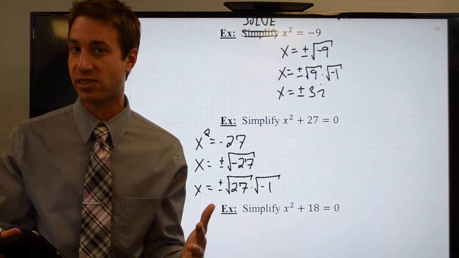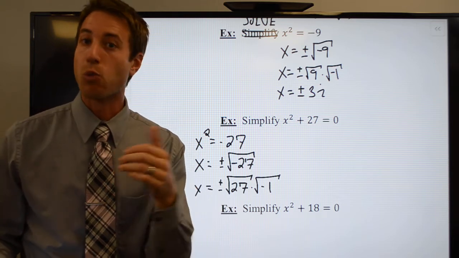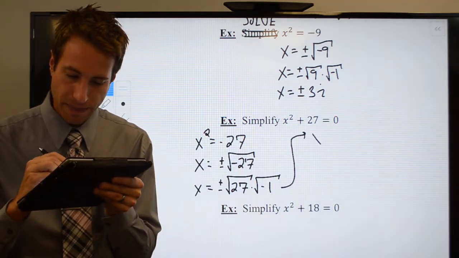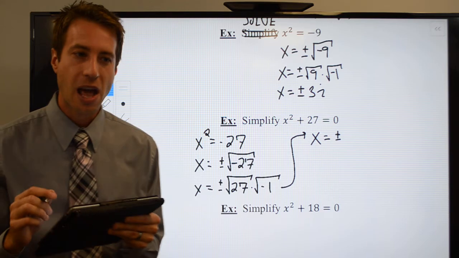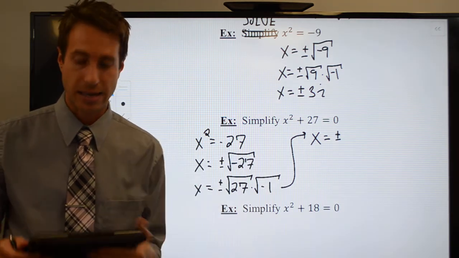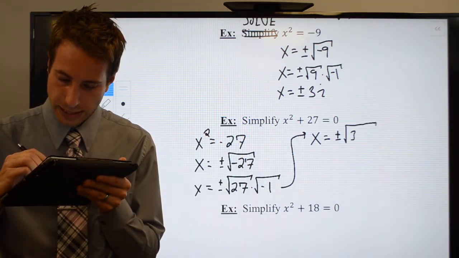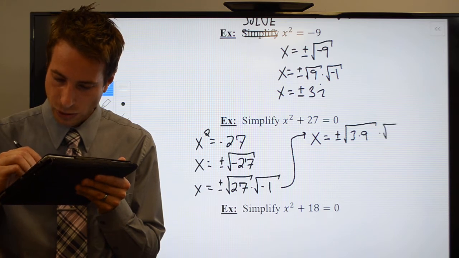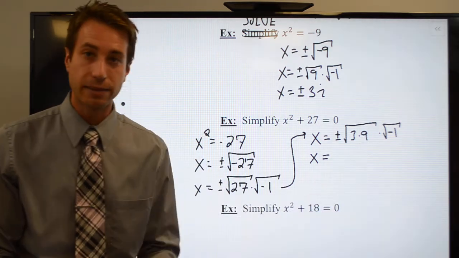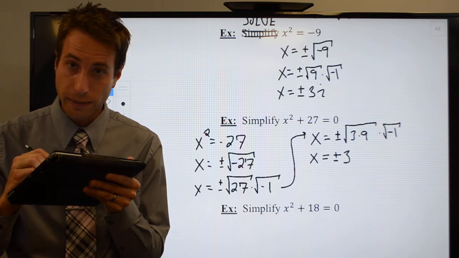We're going to split 27 up into factors where one of those factors is a perfect square, and here's how we're going to do it. x is equal to plus or minus, I can split 27 up into 3 times 9. The square root of 3 times 9 times the square root of negative 1. Well, there we go. The square root of 9 is 3. So I have plus or minus 3.